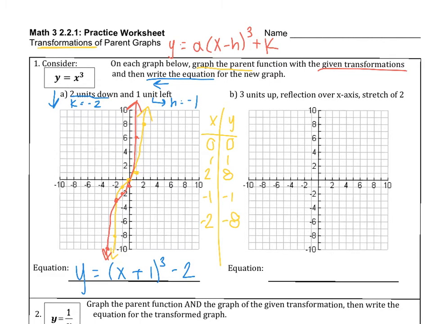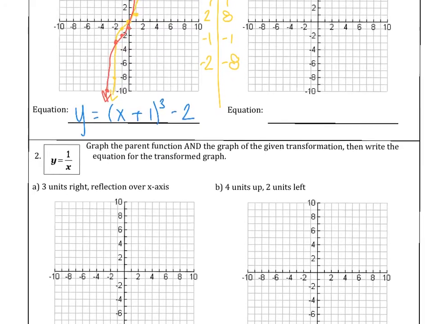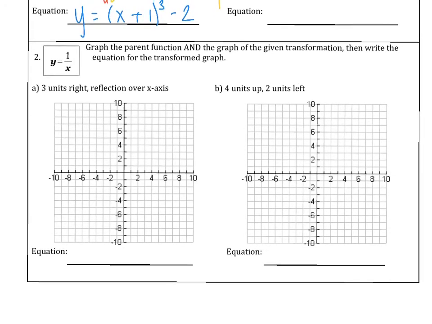All right, moving on to the next function, parent function, which is y equals 1 over x. We actually did a graph of this early on the first or second week of school. Again, we're going to have 3 steps here. The first one is graph the parent function, then graph the transformed function, then write the equation for the transformed graph. So the parent function, y equals 1 over x.